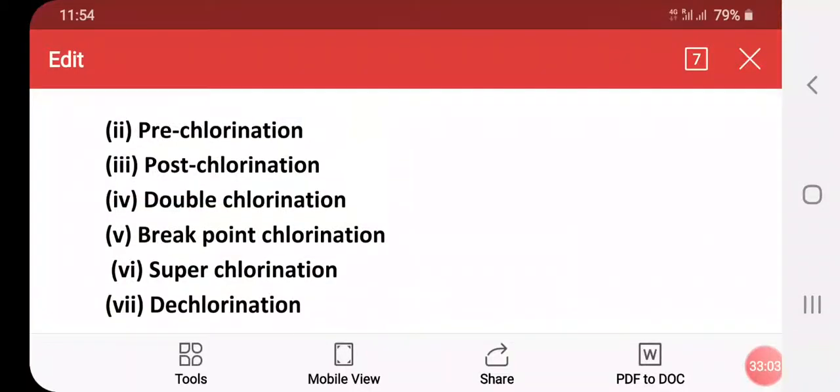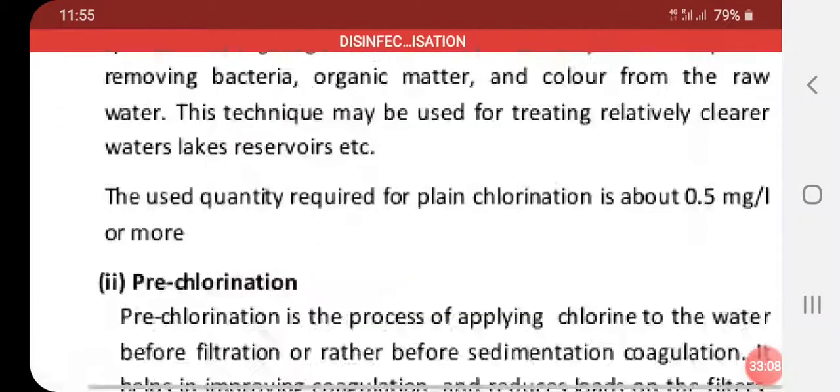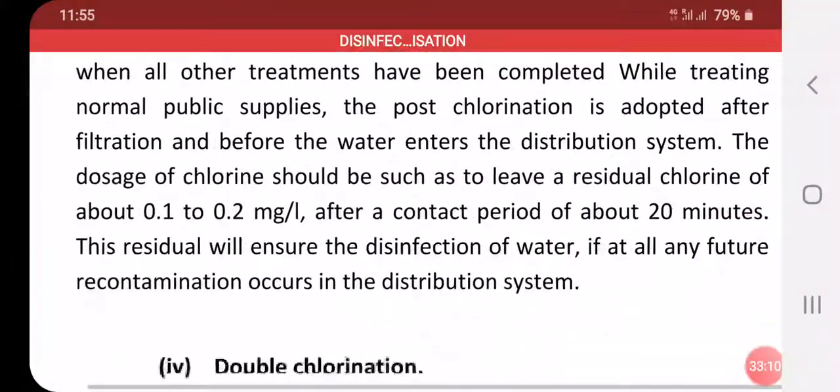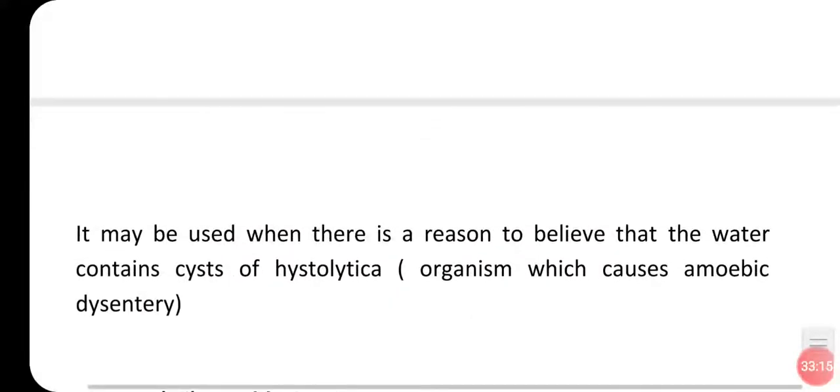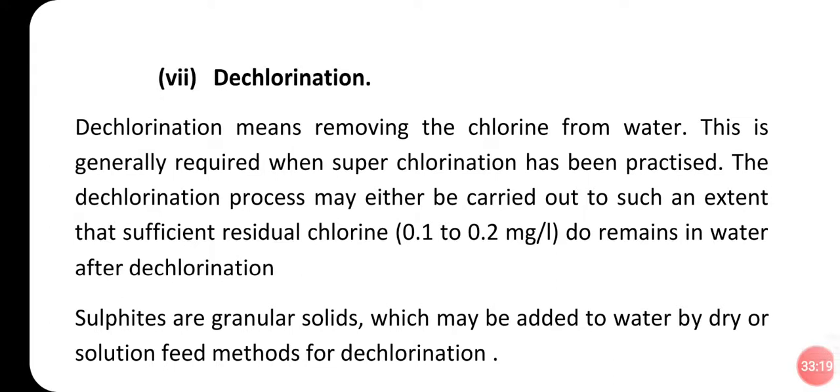So plain chlorination you understood, pre-chlorination you understood, post-chlorination you understood, double chlorination you understood, breakpoint chlorination you understood, and the last one is called dechlorination. What is dechlorination? The word itself suggests removing or reducing the chlorine. So dechlorination means removing the chlorine from water. Why do we have to remove it?